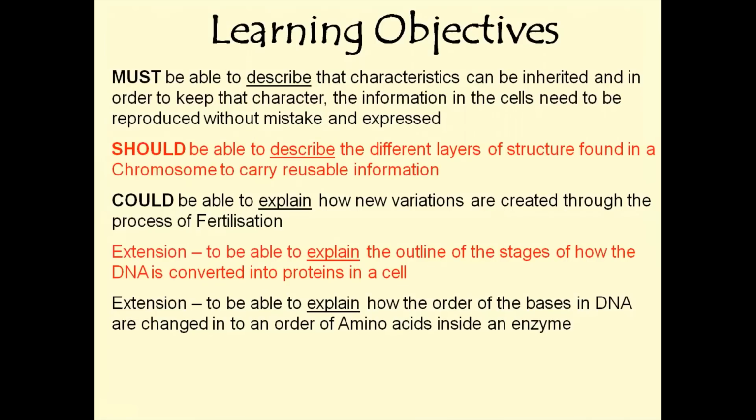Take a recap of the learning objectives. Students must be able to describe that characteristics can be inherited, and in order to keep that character, the information in the cells needs to be reproduced without mistake, and it has to be expressed. Students should also be able to describe the different layers of structure found in a chromosome to carry reusable information. Students could also be able to explain how new variations are created through the process of fertilization, to be able to explain the outline of the stages of how the DNA is converted into proteins in a cell, or to explain how the order of bases in DNA is changed into an order of amino acids inside an enzyme.